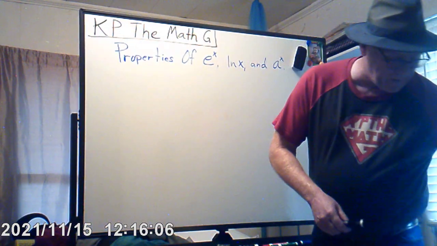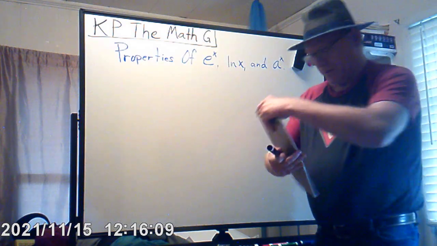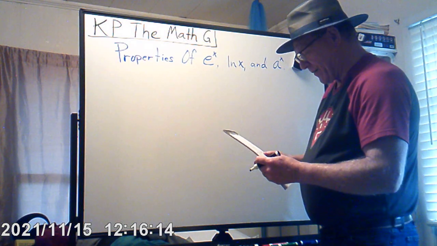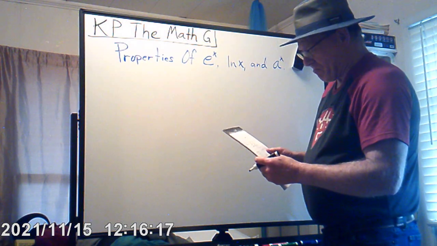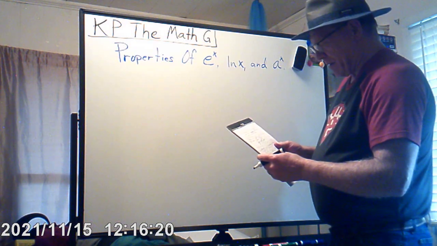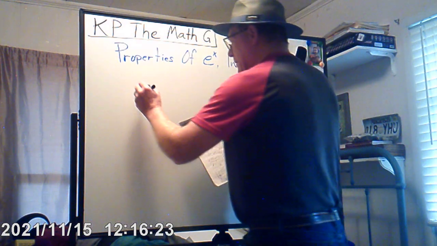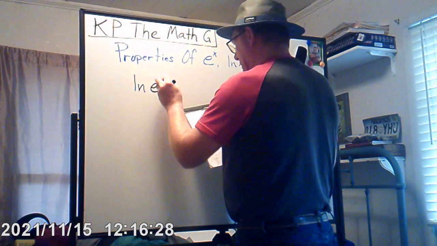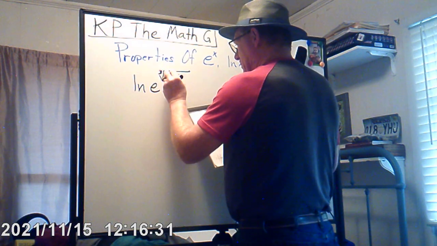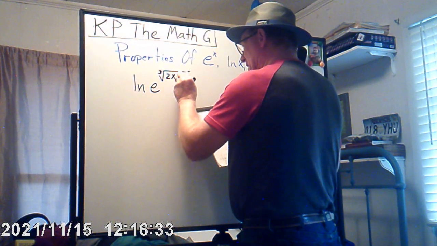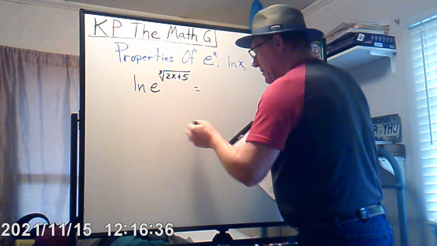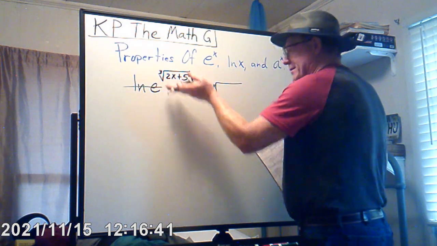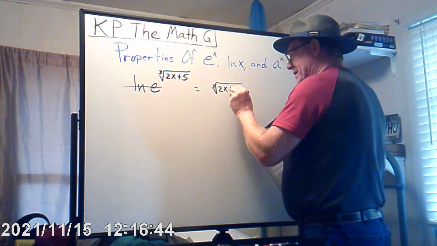Okay, let me say this. If we had, for example, ln e to anything, we can make this the cube root of 2x plus 5 is simply just the cube root. Just drop it down on the ground, and there it is, 2x plus 5.